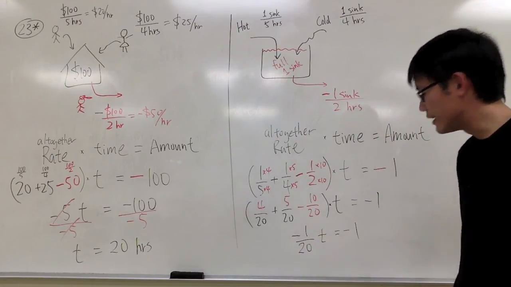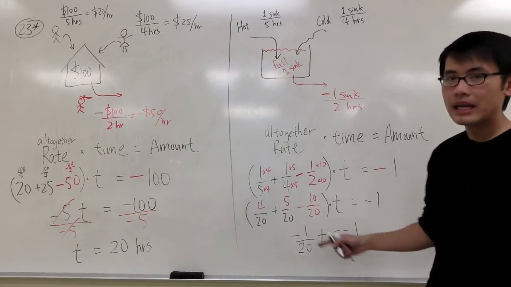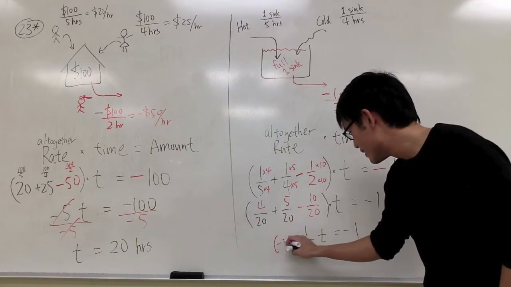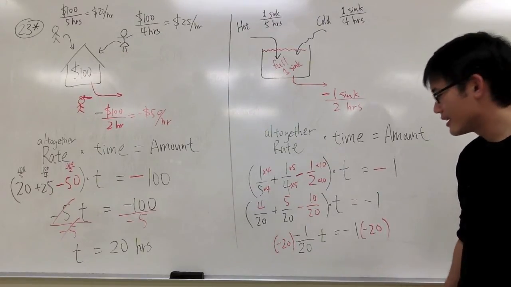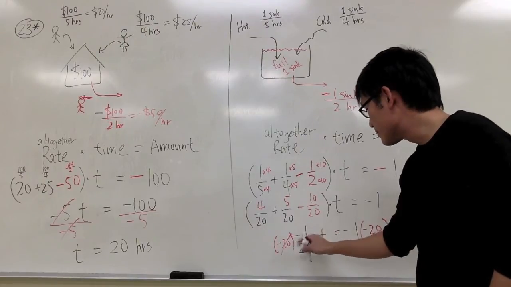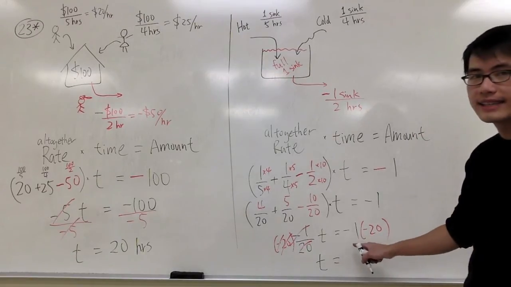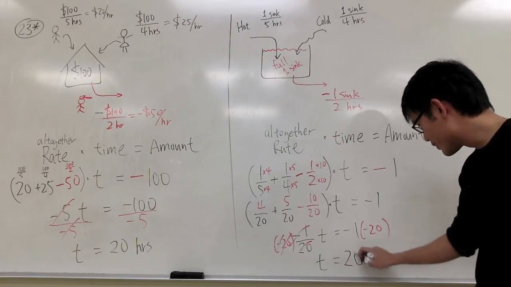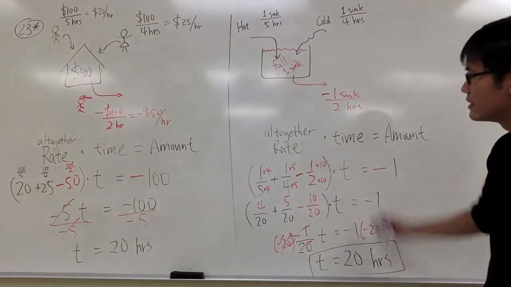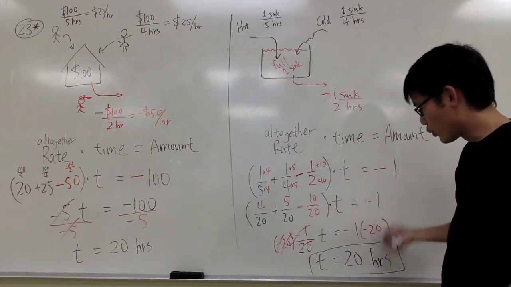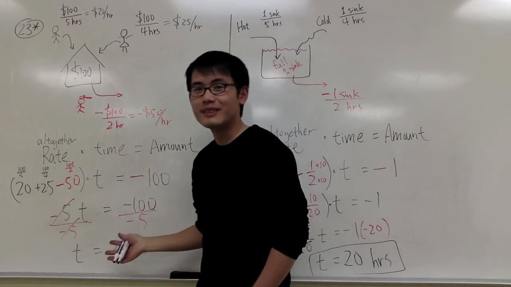And to solve for t, I will have to multiply both sides by -20. Multiply this by -20 and that by -20 as well. This way, 20 and 20 cancel. Negative times a negative becomes positive. So here I have t equal to -1 times -20, which is 20 hours. If this is the situation, it will take 20 hours for the sink to be empty, just like exactly what happened here. That's it.